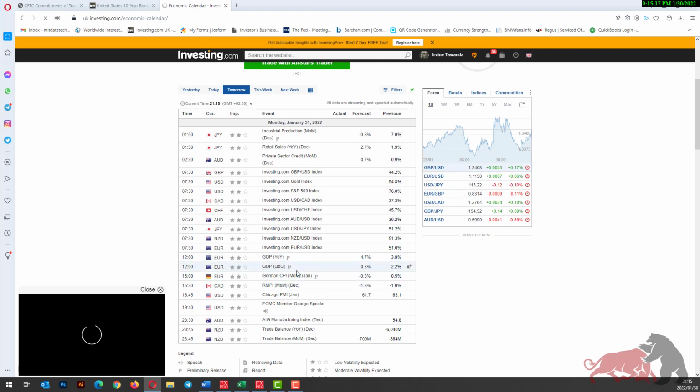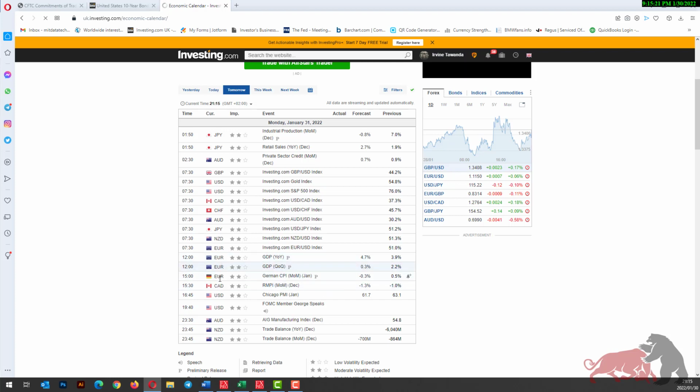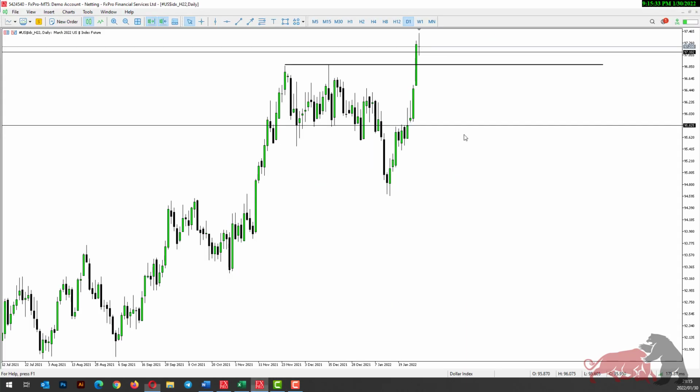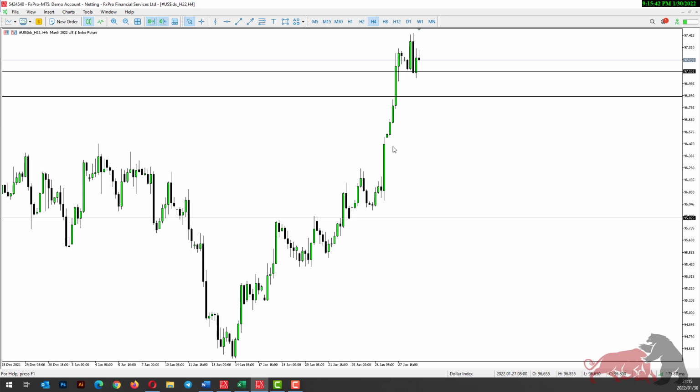And then quarterly GDP forecasting 0.3%. So take note of those two releases for the euro. That's tomorrow at midday. They're definitely going to move the euro and in turn the dollar. So that's your assignment for tomorrow. Take note of the D1 close on the dollar index.